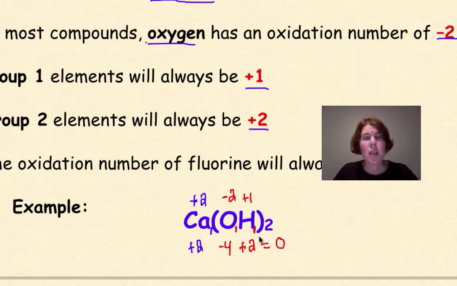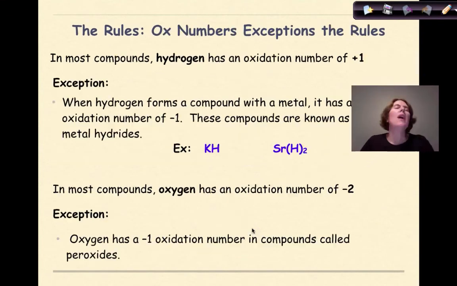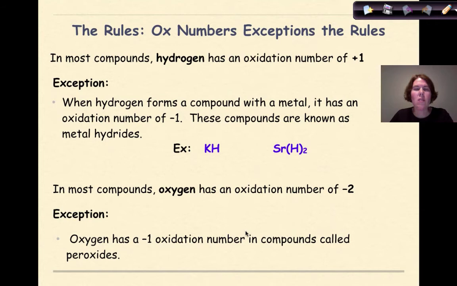So you have to be really careful about the parentheses and make sure that whatever subscript is on the outside is distributing through. Now let's look at some exceptions to the rule. Probably the most common exception that you'll encounter in Regents chemistry is hydrogen. In most compounds, hydrogen has an oxidation number of plus 1. If I had to make a choice, 99.9% of the time, it's going to be plus 1.